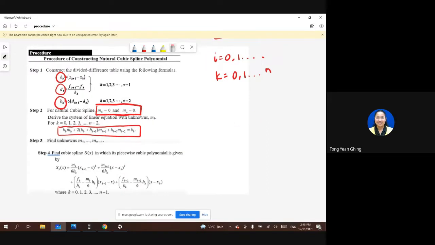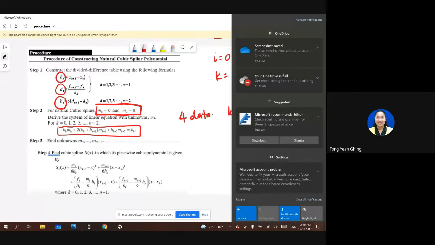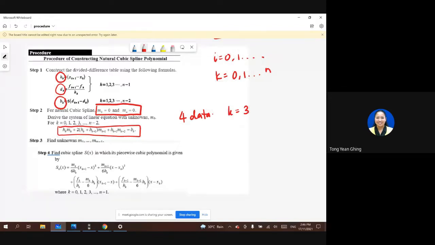After that, depending on how many data points. Let's say you have 4 data points. When you have 4 data points, that means your K will be equal to 3. Same as before with N, K will equal 3. So now, if you want to find this one, you will have like this.